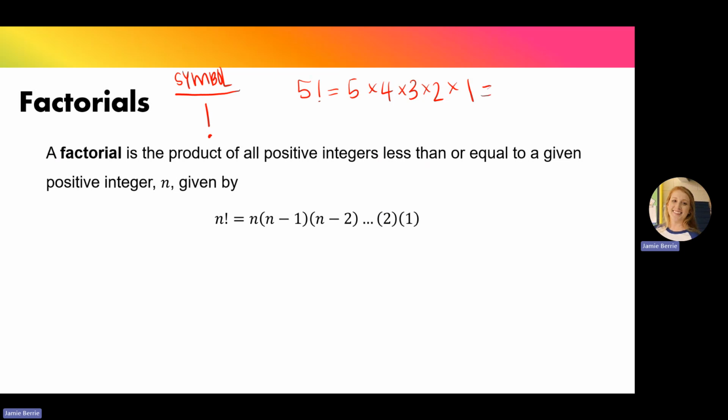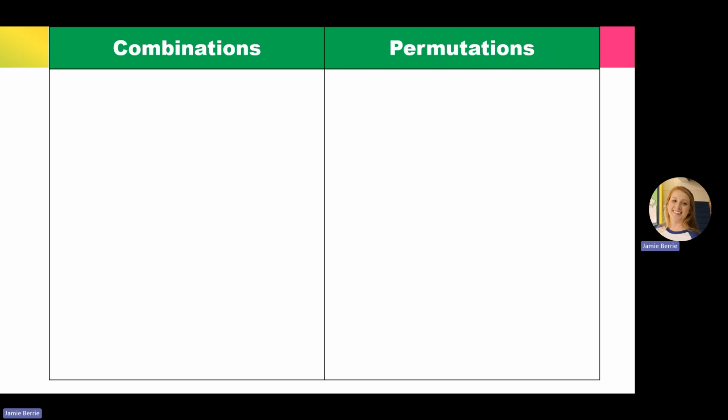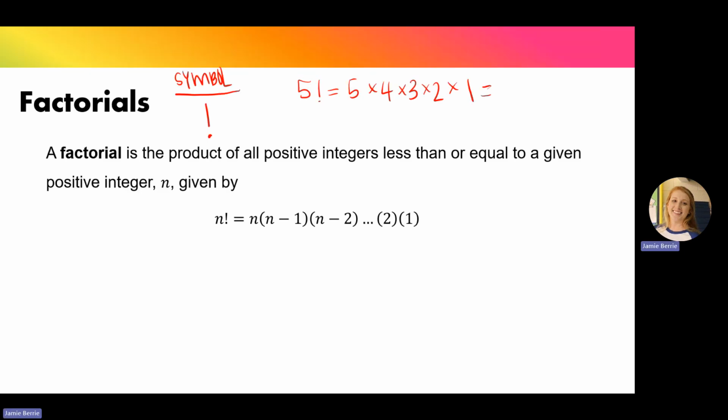5 factorial is just a really shorthand way of writing this really long expression. It saves us a lot of writing by using this symbol. If we multiply these, 5 times 4 is 20. Then times 3, 20 times 3 would be 60. Times 2 would be 120. Times 1, still 120. So 5 factorial would be 120.